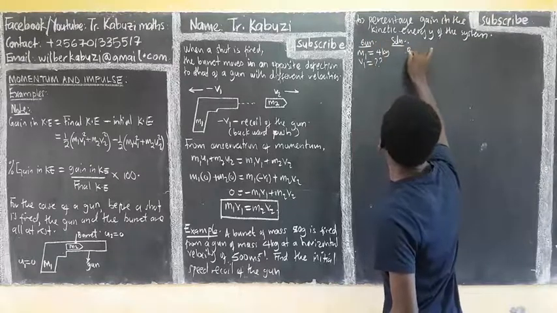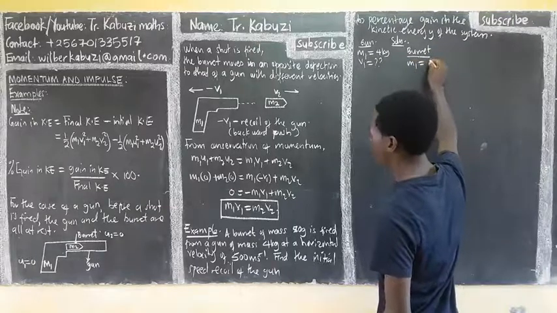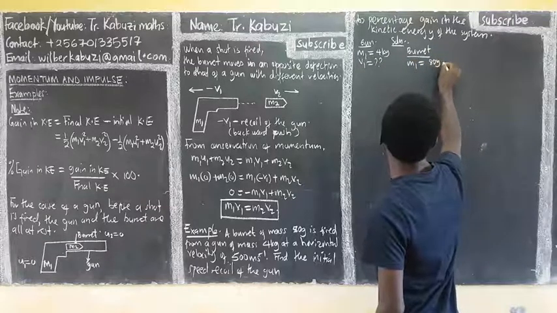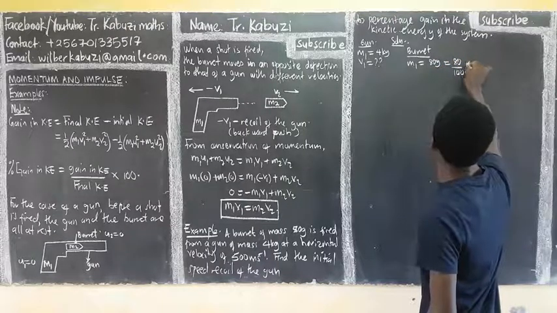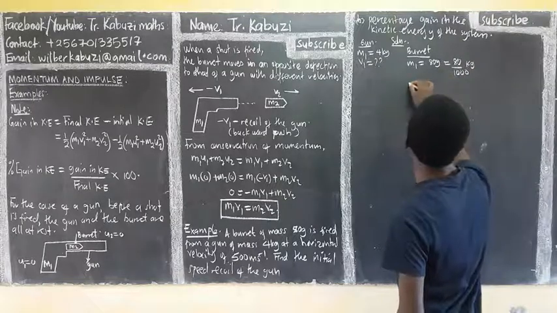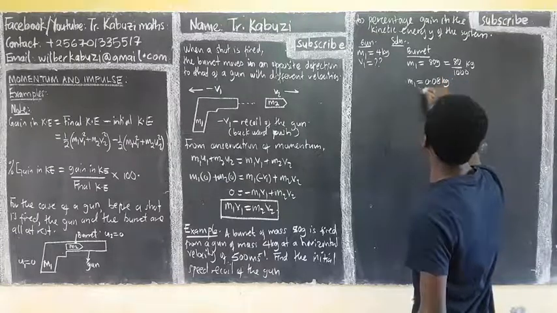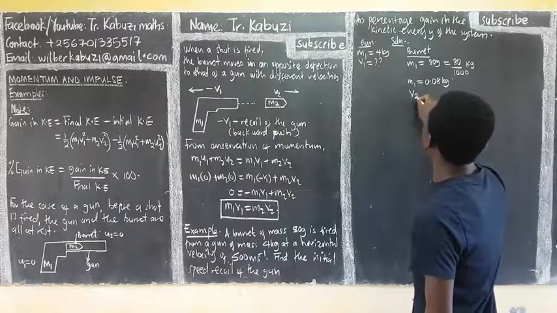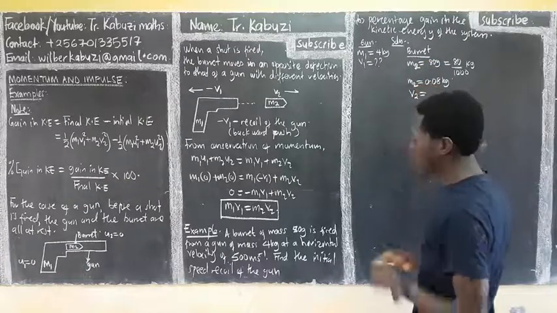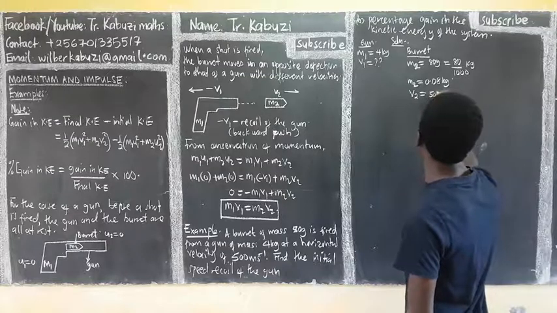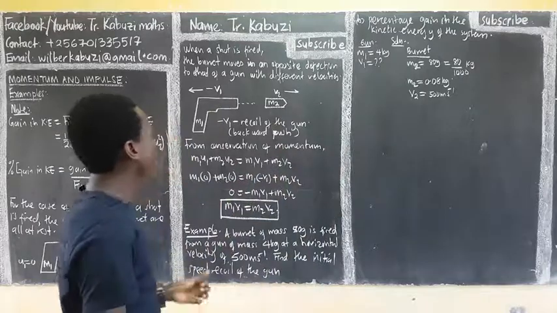When we come to the bullet, the mass of the bullet is 80 grams, which is going to be 80 over 1,000, so this will be in kilograms. So our M2 here is going to be 0.08 kilograms. The velocity at which it is moving is 500 meters per second. Look at it, it's very, very high speed. So they want us to get V1.